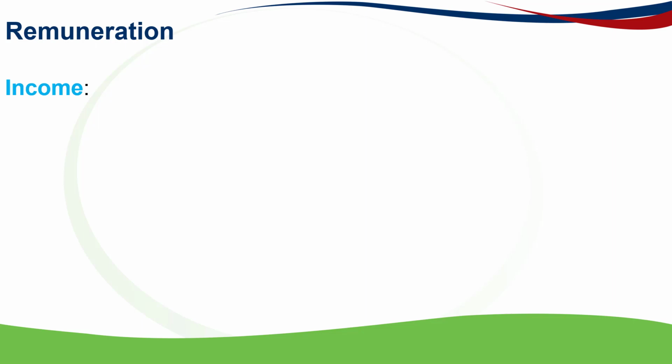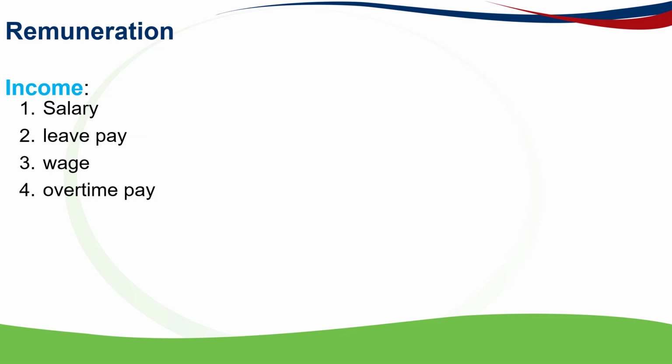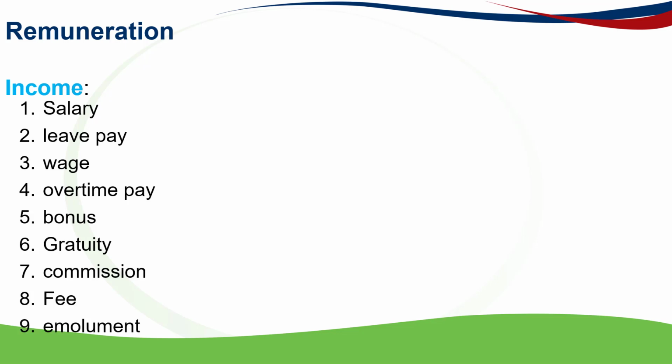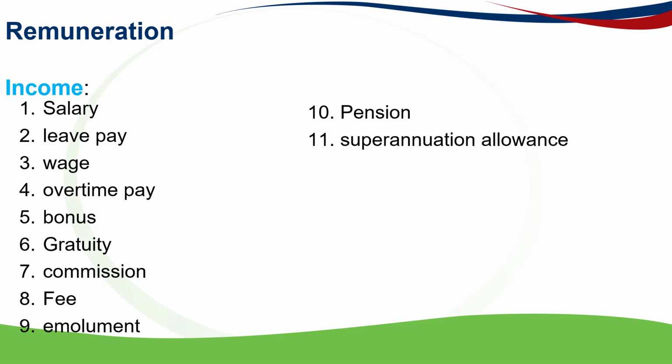The 13 types of income are salary, leave pay, wage, overtime pay, bonus, gratuity, commission, a fee, emolument, pension, superannuation allowance, retiring allowance, as well as a stipend. So these are the 13 types of income.